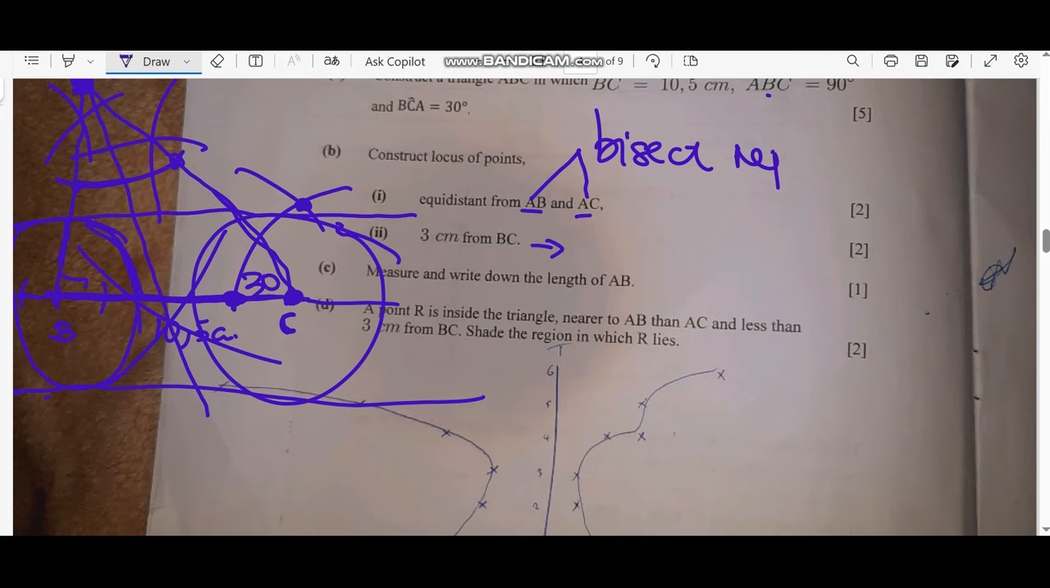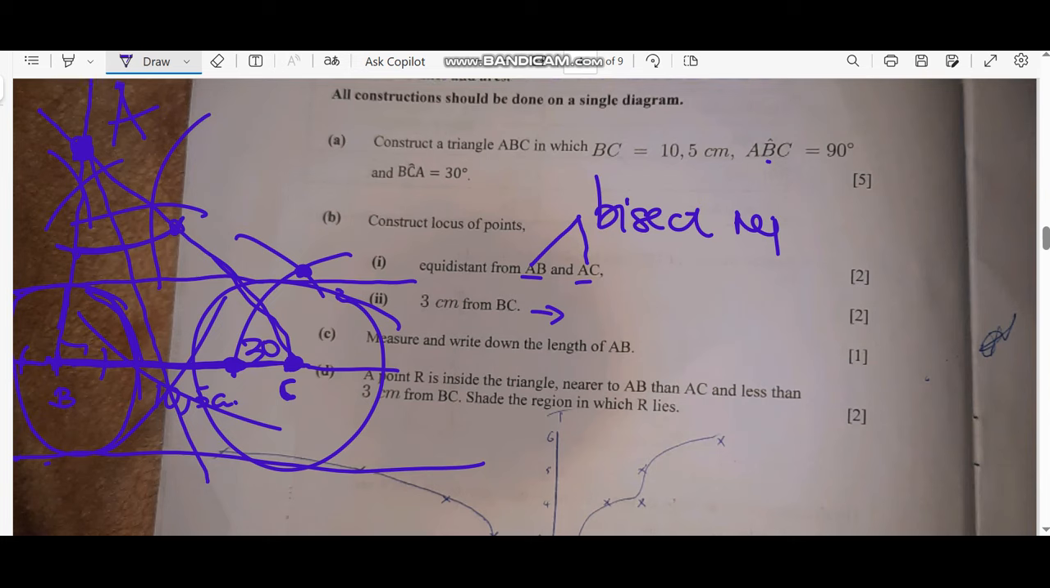You see? Right, having done that, we are told to measure and write down the length of AB. You measure with a ruler from A to B. When I measured, I got 6.2 centimeters.